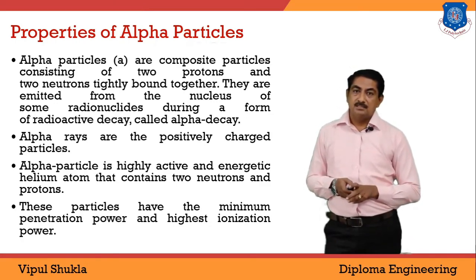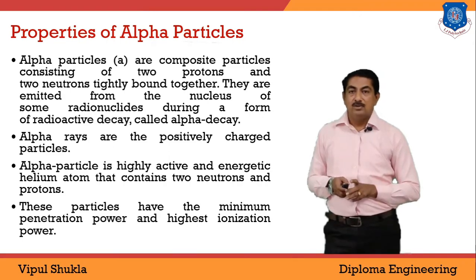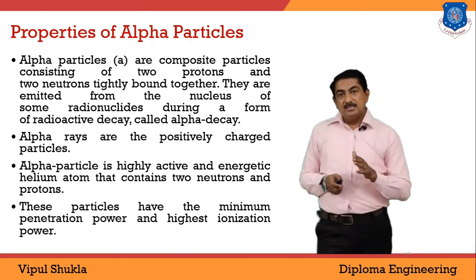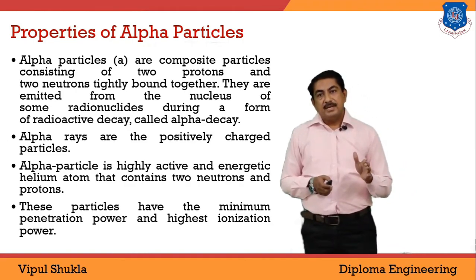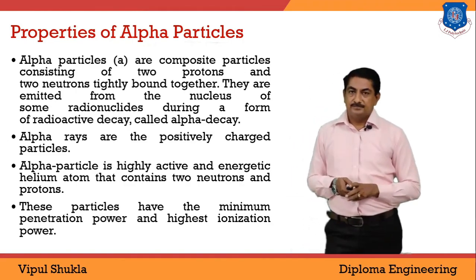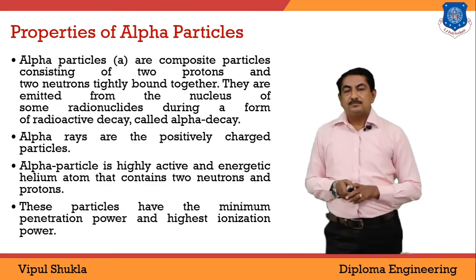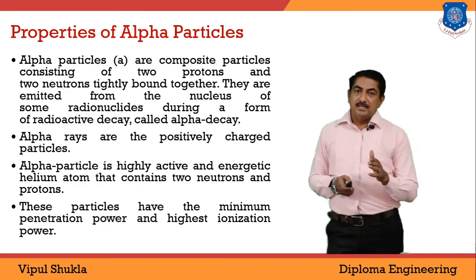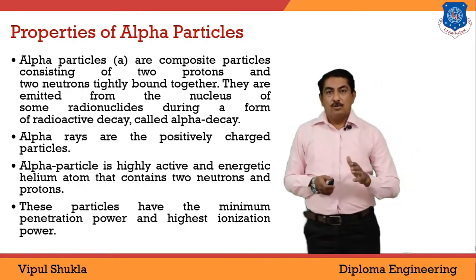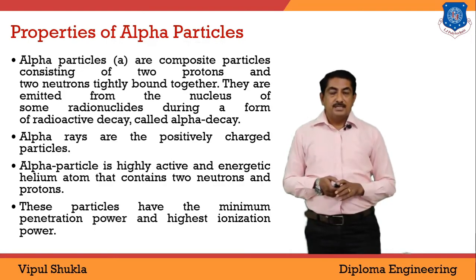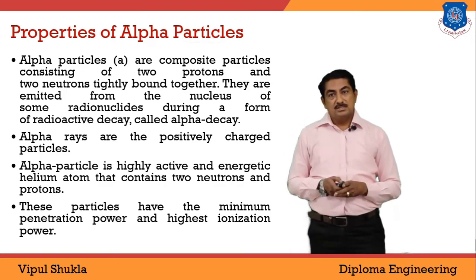What is the reason why alpha particles have the minimum penetration power? Because when alpha particles move through a medium, their energy rapidly decreases. As a result, penetration power is low. When alpha particles strike fluorescent materials, as a result we get fluorescence.